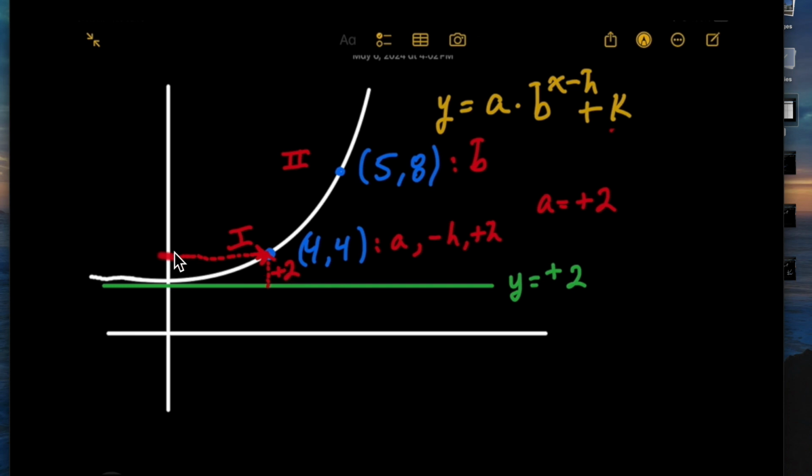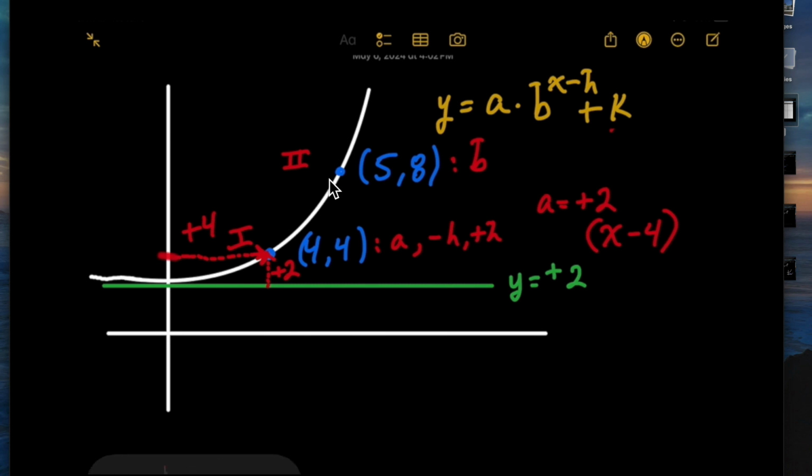You went from x equals 0, which is the y-axis, to point number 1, you moved 4 in the positive direction. You're going to rename that as minus 4. So our exponent is going to be x minus 4. Okay, so we've extracted everything we need from the horizontal asymptote and from Roman numeral point 1. Now we're going to move to Roman numeral point 2.